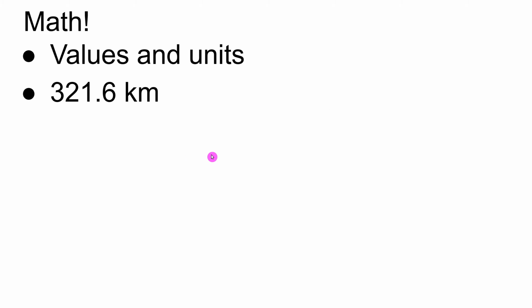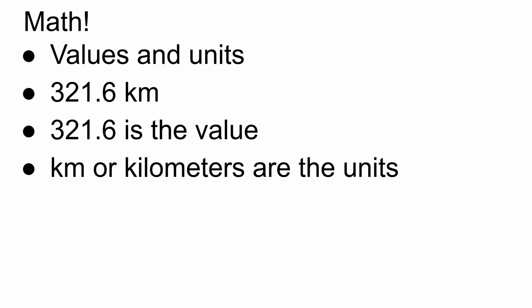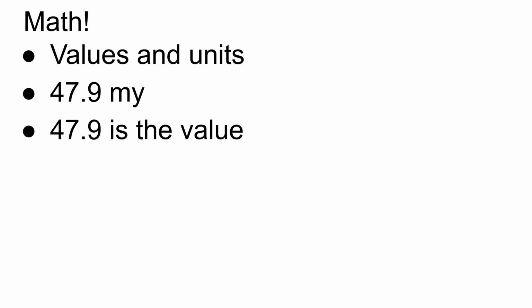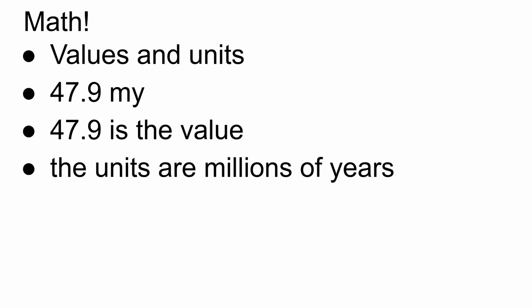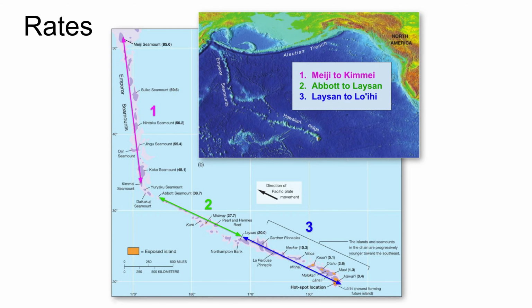So values and units, to go over that again, 321.6 is the value. Kilometers are the units. So 47.9 million years, 47.9 is the value. The units, in this case, are millions of years. MY is the abbreviation for millions of years. So Kimai is 47.9 million years old.